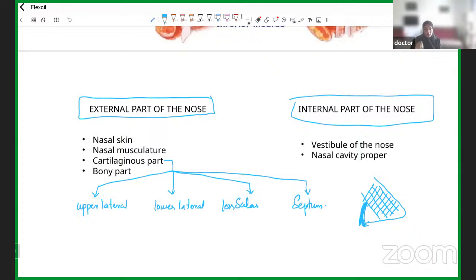Lateral cartilage, lesser alar cartilage. And then you have alar cartilage. So alar cartilage is this part, just this part of your nose. So this is the alar part.